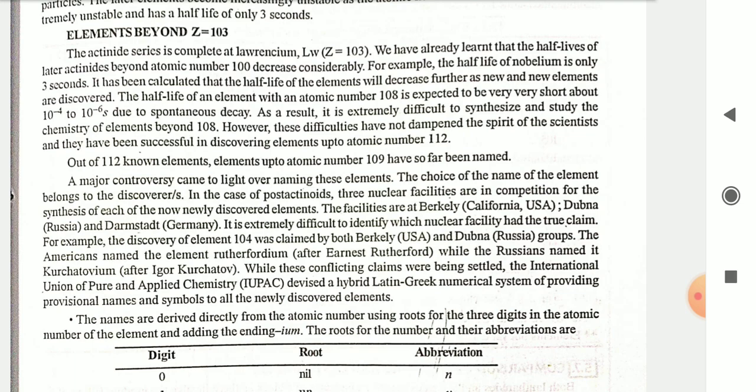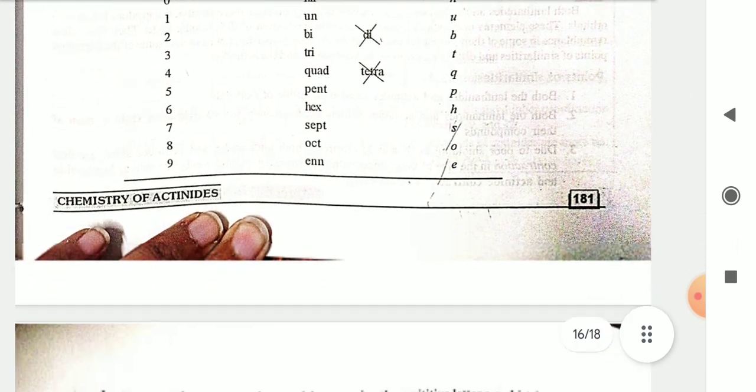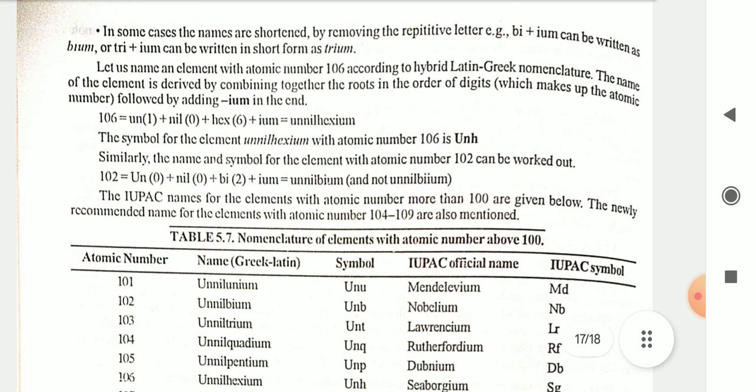The Americans named the element Rutherfordium after Ernest Rutherford, while the Russians named it Kurchatovium after Igor Kurchatov. While these conflicting claims were being settled, the International Union of Pure and Applied Chemistry devised a hybrid Latin-Greek numeral system of providing a provisional name and symbol to all newly discovered elements. In some cases, the names were shortened by removing the repetitive letter. Bi plus ium can be written as bium, or tri plus ium can be written as trium.